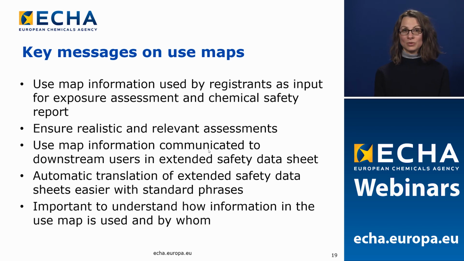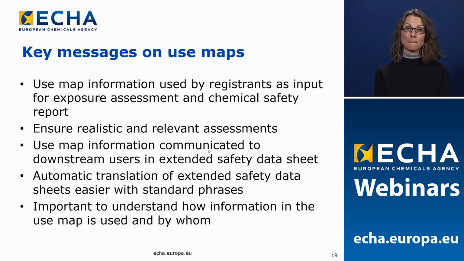To summarize in simple terms, the use maps are a representation of the typical uses of substances within one sector. It describes how the substances are currently handled for each sector, the so-called conditions of use. And the use map ensures also that the registrants are using realistic and relevant assessment for the registration of the chemical. Use maps are also documented in an agreed, harmonized format, and are phrased in a sector language using standard phrases, so downstream users would also understand better the exposure scenario that will be attached to the extended safety data sheet that they will receive from their suppliers. Automatic translation of the extended safety data sheet will also be much easier thanks to those standard phrases.